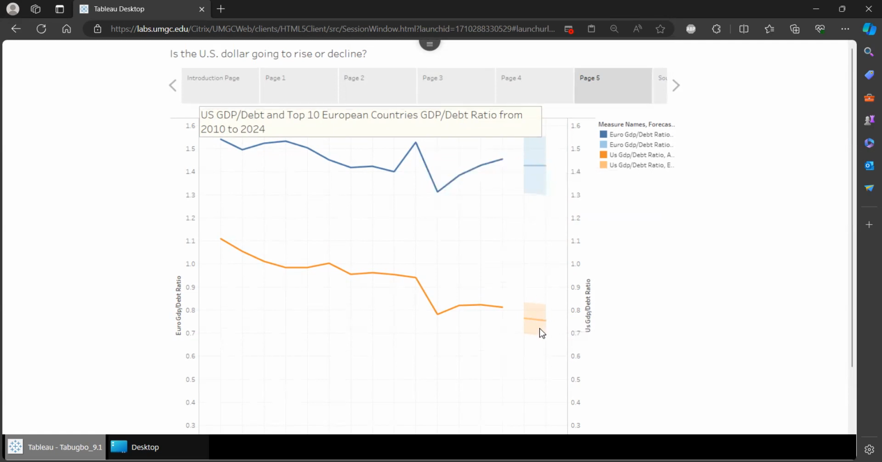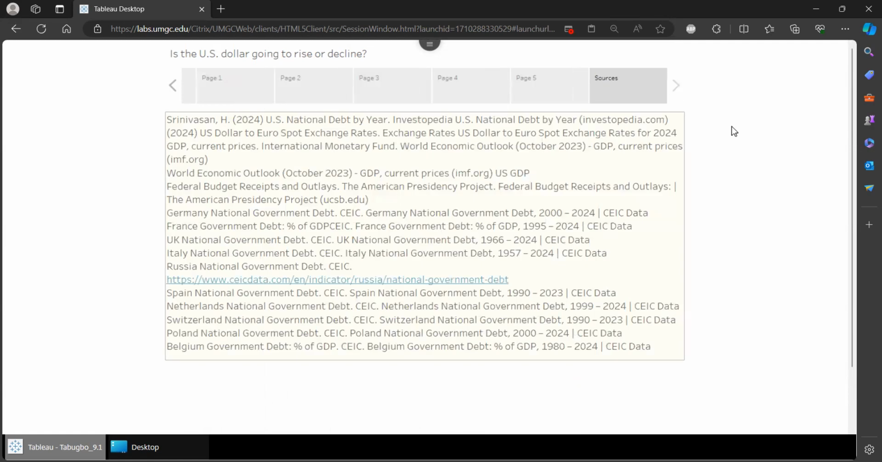And as you can see by these trends, the US's GDP continues to decrease compared to its debt, and Europe's GDP remains well above its debt. So overall, that's why I believe the United States' worth will be lower than the euro.